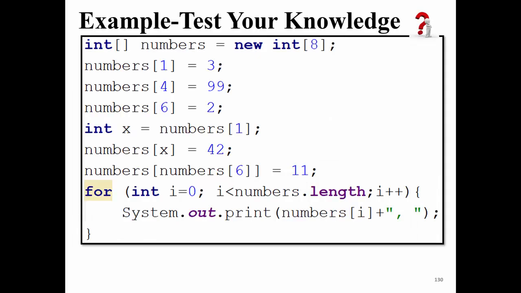Let's see. This is an example where we define an integer array of 8 elements and we assign some values, and we ask for some element, number 1, to be assigned to x, and then we use that x to assign an element the value 42. Then I ask to print the elements. What do you think the output of this is?